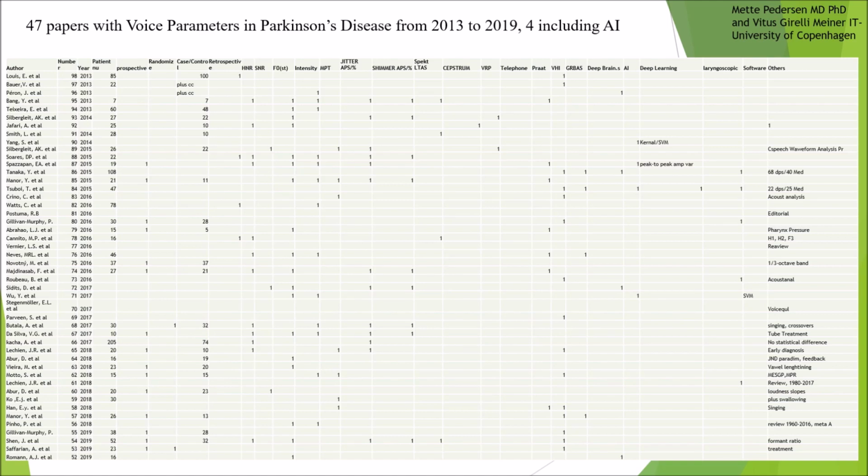Thereafter, jitter, absolute and percent, shimmer absolute and percent, spectrograms, long time average spectrograms, cepstrums, VRP, which means voice range profile. We also divided them by whether it was a telephone or analysis with the program PRAAT. As for various subjective tests, VHI, meaning Voice Handicap Index, and GRBAS, meaning Global Roughness, Breathiness, Asthenia, Strain test. We also included deep brain treatment, deep learning, and other artificial intelligence tests, and noted whether a laryngoscopy was made.